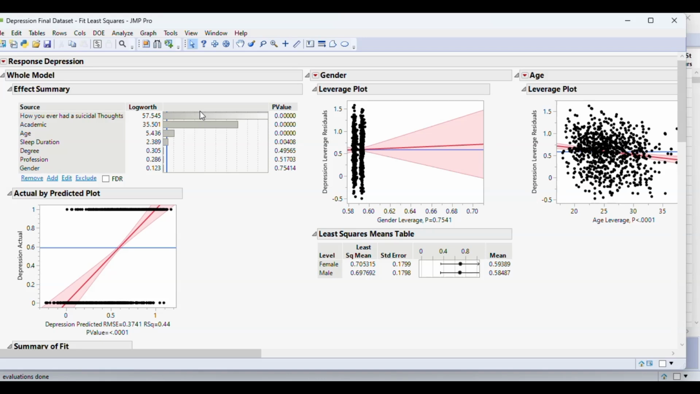This kind of data helps us understand what depression is, what age of persons are suffering from depression, and what professions of people are suffering from depression.